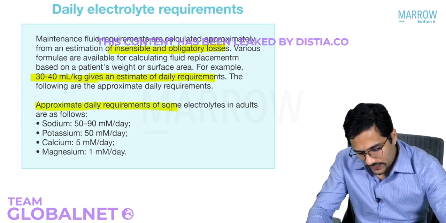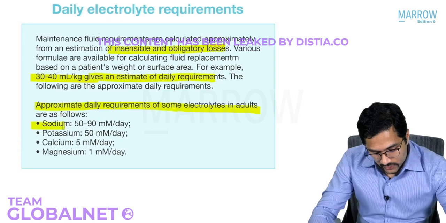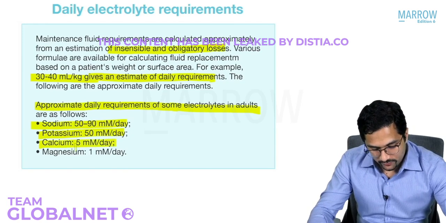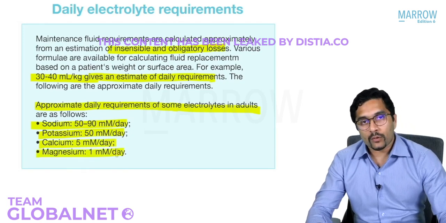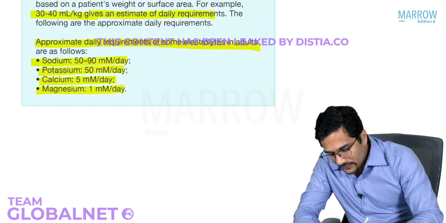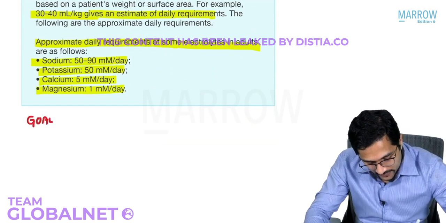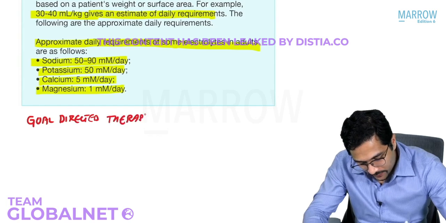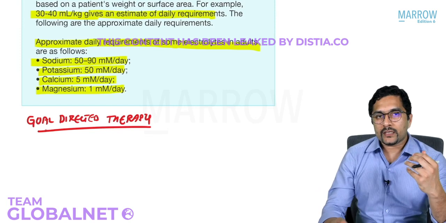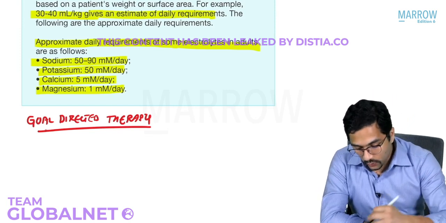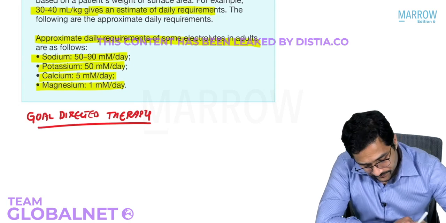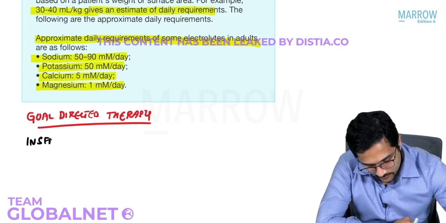And in addition to this, we have to replace electrolytes. Sodium should be 50 to 90 millimoles per day, potassium 50 millimoles per day, calcium 5 millimoles, and magnesium 1 millimole per day. Now, there are certain things which we need to keep in mind when we are replacing the fluid. A, it should be goal-directed therapy. We should not just blindly replace fluids. We should only replace fluids which the body is losing out. So how do we do this goal-directed therapy? We calculate insensible losses.